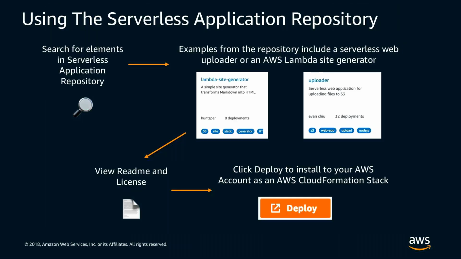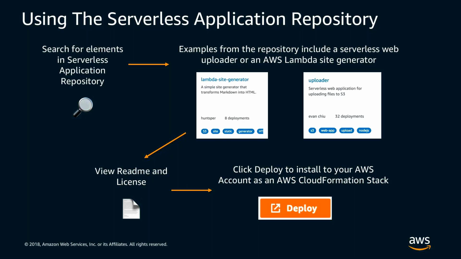So using the Serverless Application Repository is pretty similar, but has some extra elements. You would search for elements in the repository, and the Serverless Application Repository would return things you were looking for. If you were looking for a website generator, you might find Lambda site generator, or if you were looking for an uploader, a serverless web application that uploaded to S3, you might find the uploader application.